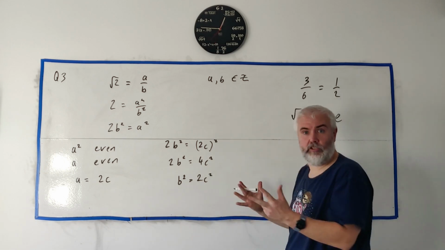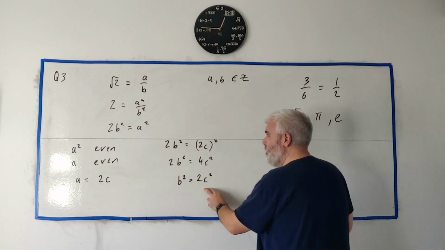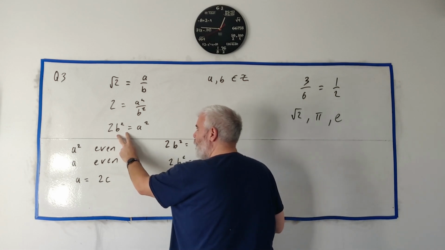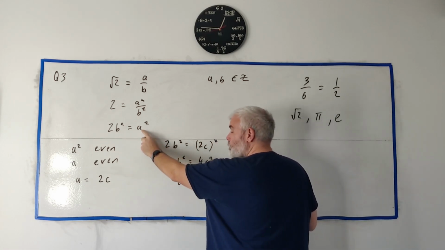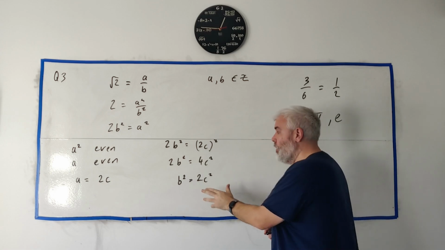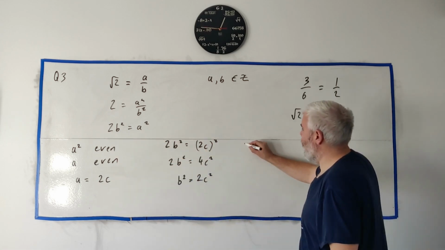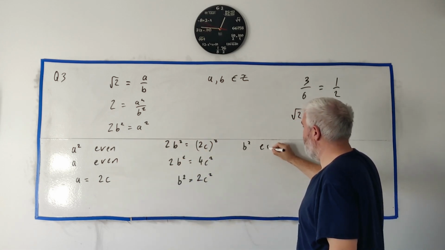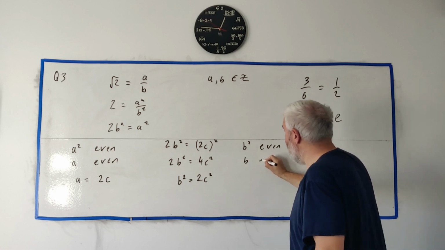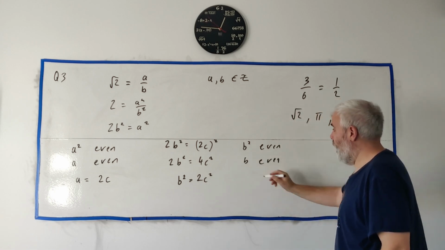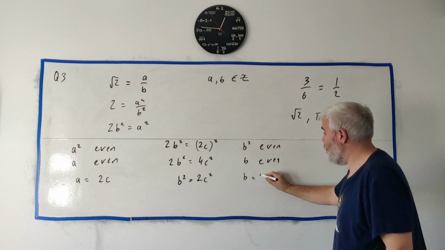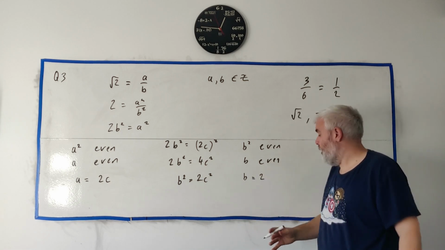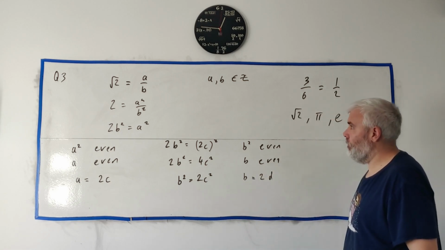Again, c is some integer now. This is very similar to what we have up here, except a squared was on its own here. Now b squared is. So by the same logic I did here, I can say b squared is even. I can say b is even. I can say b must be equal to 2 times some number. And we call that number d.